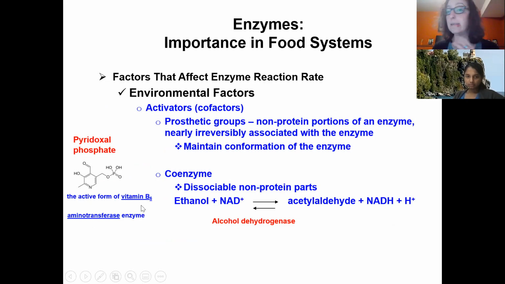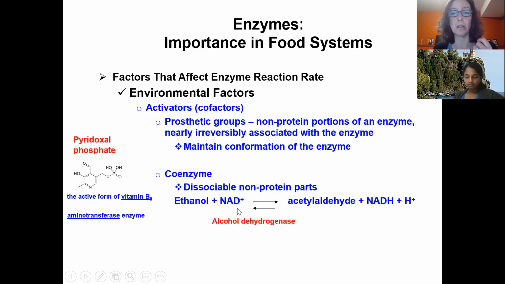But most activators that we add to our system to enhance the activity of the enzymes are called coenzymes, and they dissociate. So they don't permanently bind to the enzyme. And this is a common example of a dissociable coenzyme, which is NAD+. And this is used in the assay that we use to determine ethanol in a sample.